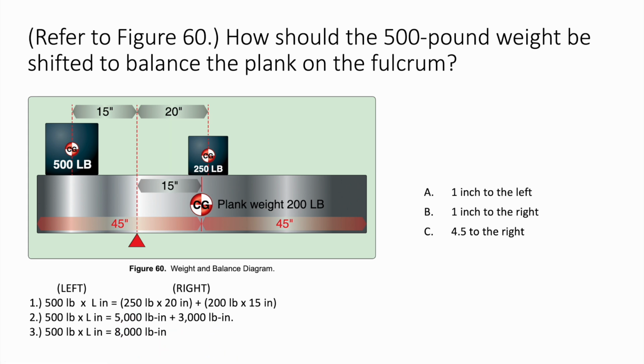So do a little math: 8,000 divided by 500. The length should be 16 inches. It was originally 15 and it needs to be 16. So which of these answers looks correct? All of this is really just calculating what distance this top number, this 15, should be in order for both sides of the plank to be balanced. It ended up being 16 inches. So we just have to shift this thing to the left 1 inch and both sides would be balanced.